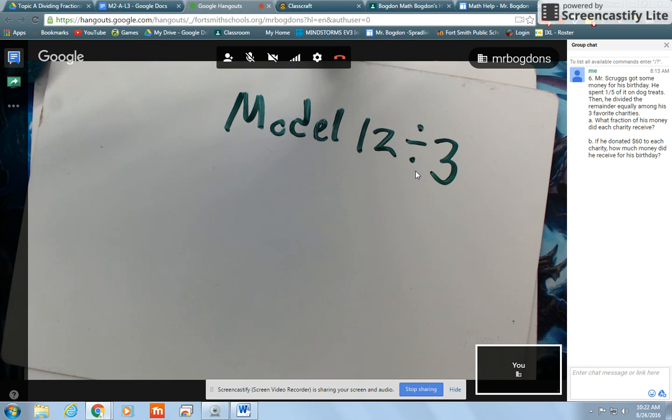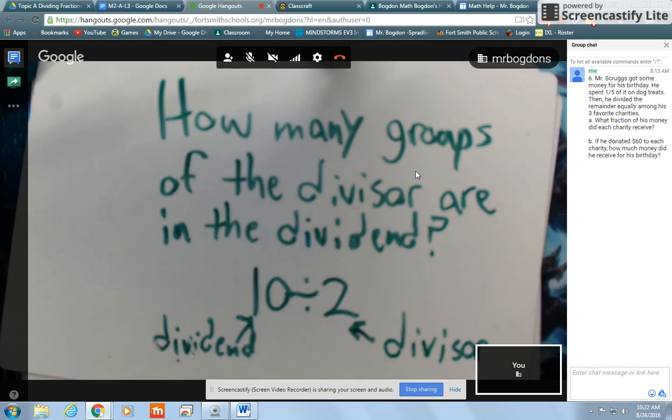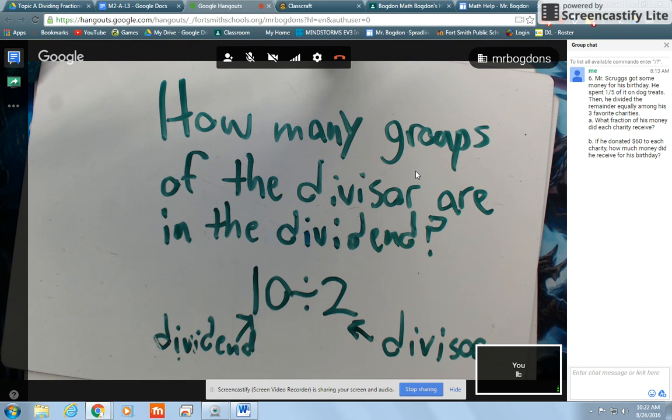So whenever we do our division today, the theme for today is going to be how many groups of the divisor are in the dividend.